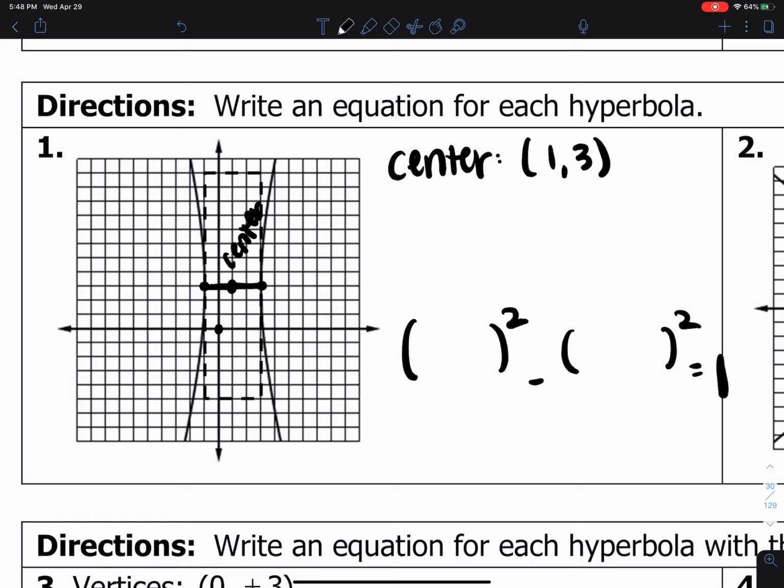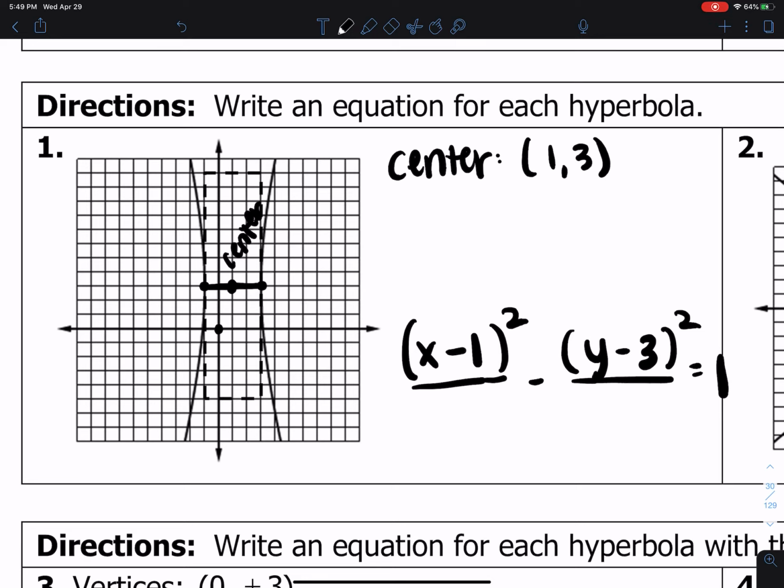So just like with ellipses, these are always equal to 1, but there's a minus sign in between, and depending on if it's a vertical or horizontal hyperbola, then the x is first or the y is first. This one is horizontal because you can see here that our hyperbola goes like this. So that's a horizontal hyperbola, so x goes first. So we have x minus 1 and then y minus 3.